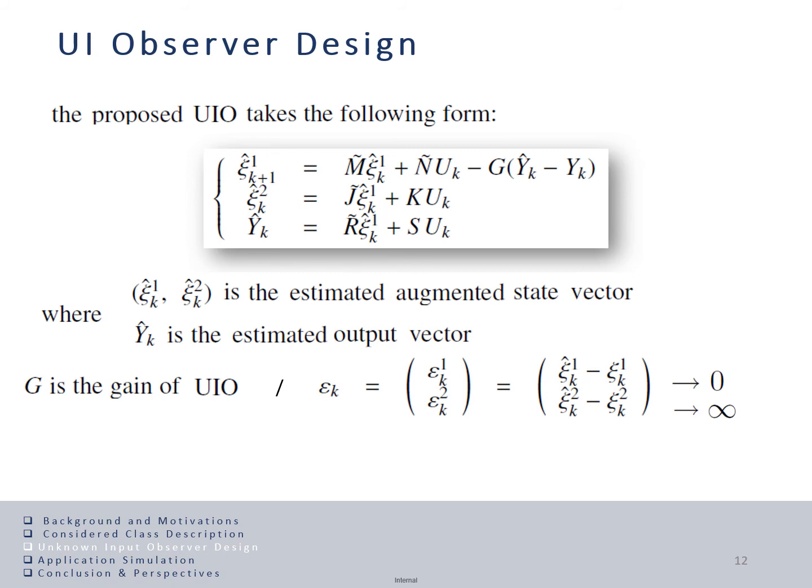Also, to determine the convergence conditions, we define the state estimation error epsilon k as follows. From this equation we can easily find that to make epsilon k converge towards 0, it suffices that epsilon k1 converges to 0.